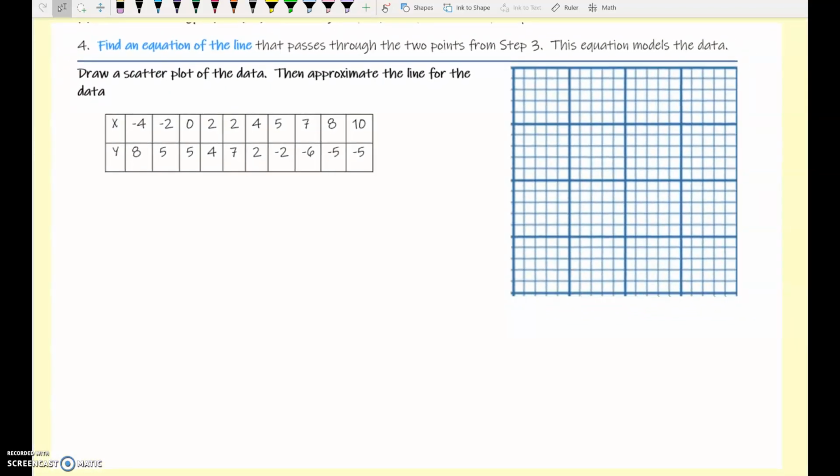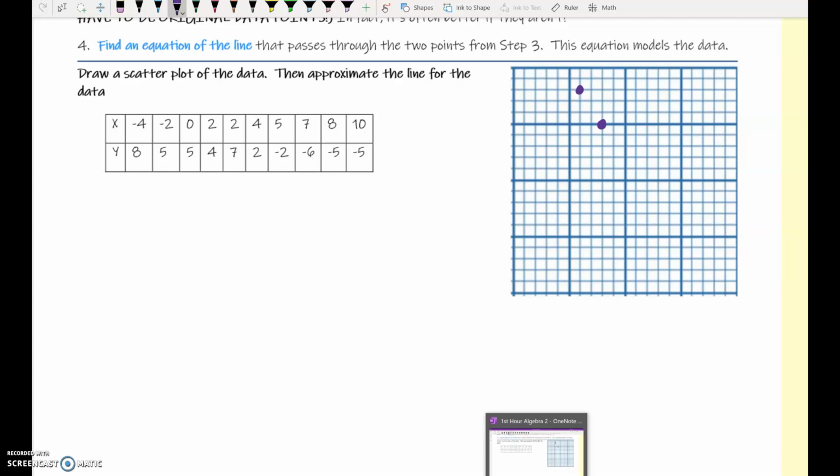So we need to draw a scatter plot of the data and then approximate the line for the data. First thing we need to do is plot the points. So there's points provided here. Let's plot these points. The first one is -4, 8. Remember, x is side to side, y is up and down. -2, 5. Feel free to pause the video and get these points plotted.